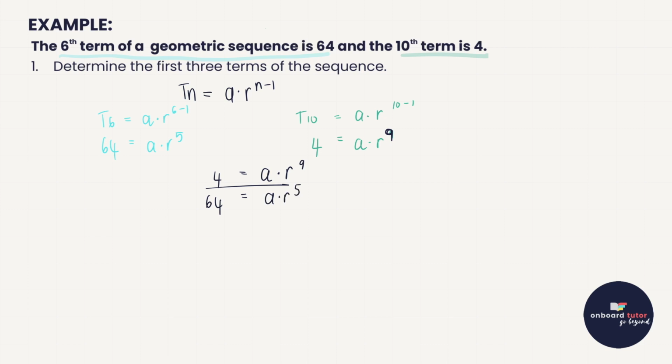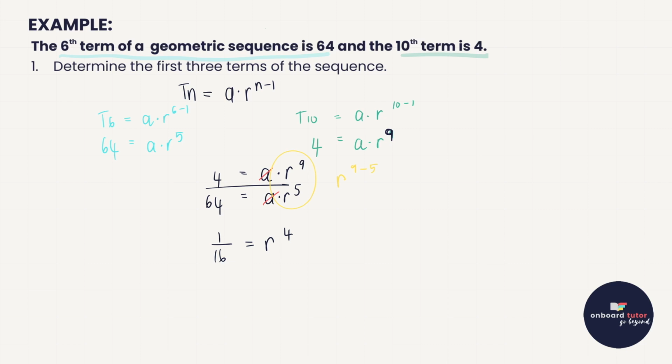Now we are ready to solve. 4 divided by 64 is going to simplify and give us 1 over 16. And then what we'll see happening on the other side is that a will cancel with a. And I'm left with an exponential fraction here. r to the 9 divided by r to the 5. When you divide bases, you subtract exponents. So that's going to become r to the power of 4.